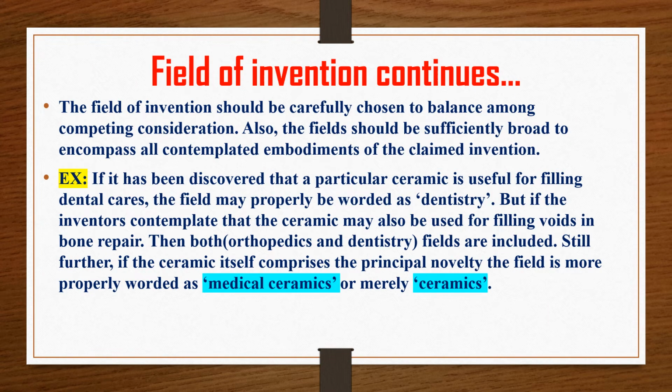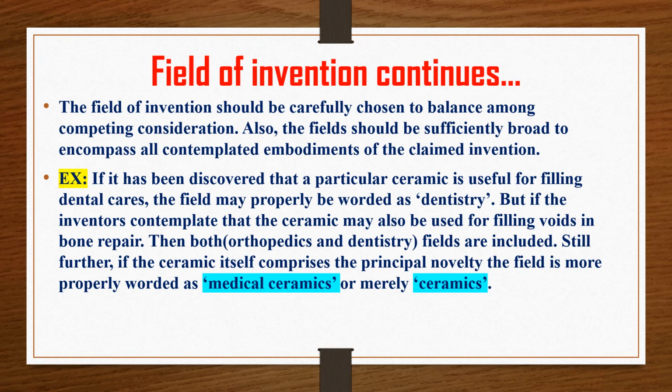The field of invention should be carefully chosen to balance among competing considerations. Also, the field should be sufficiently broad to encompass all contemplated embodiments of the claimed invention. That means the scope must be broader.